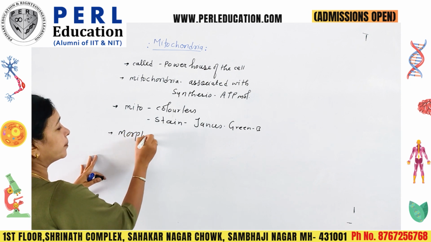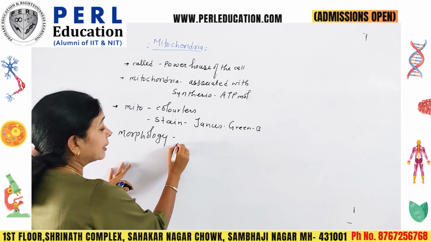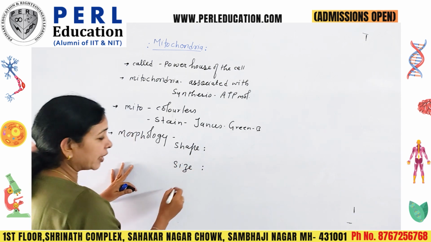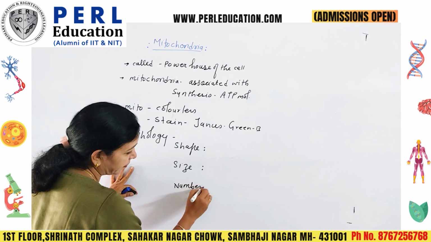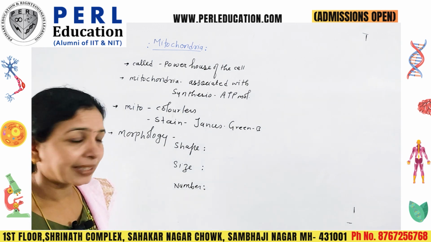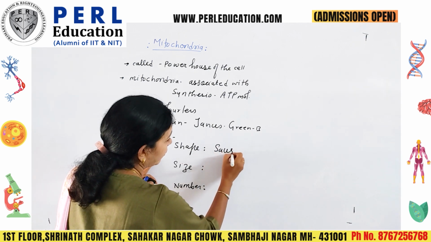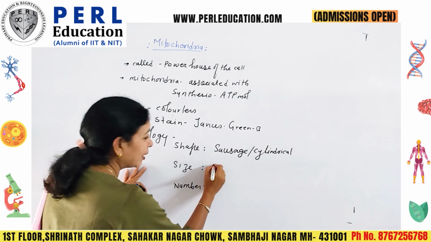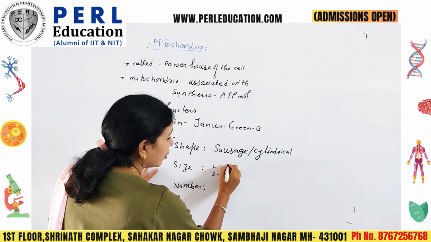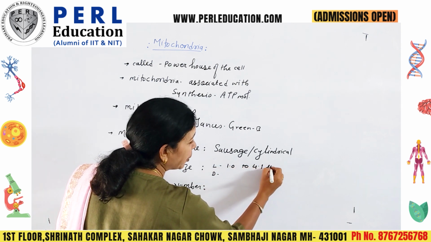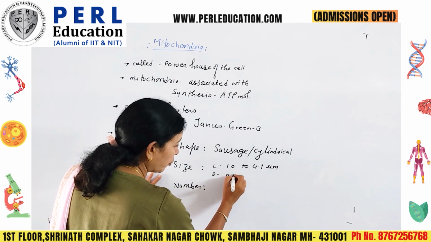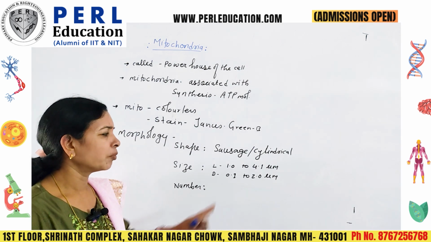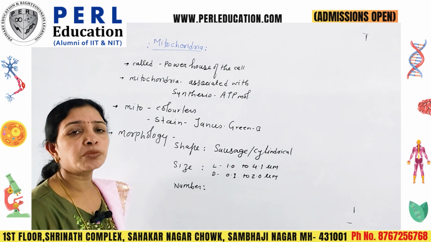So first of all, the morphology of mitochondria: shape, size, and number. Now it is clearly visible in the electron microscope after coloring. The shape of the mitochondria given in the NCERT text is sausage shape or cylindrical. Size: length is 1.0 to 4.1 μm, while its diameter is 0.1 to 2.0 μm. There are small changes given in books, but it is almost 1 to 4.1 μm in length and the diameter is 0.1 to 2.0 μm.